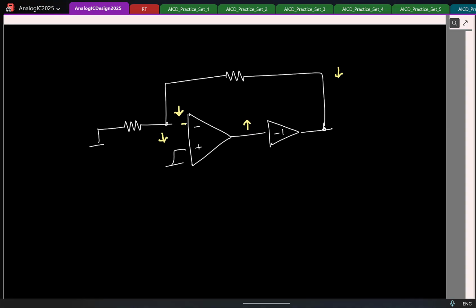So again, this is a common point of confusion. Just because the output signal is fed back to the inverting terminal of the op-amp doesn't necessarily mean that we are having a negative feedback loop. Right?